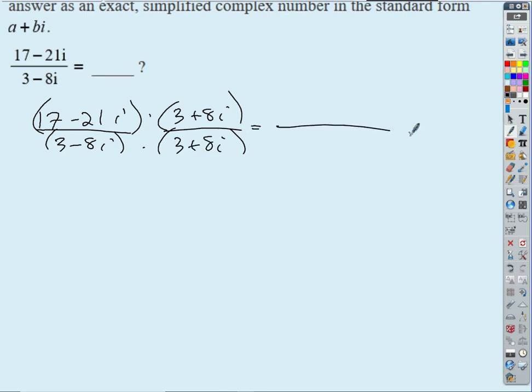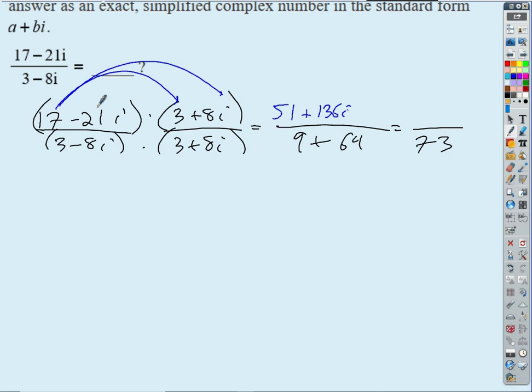Okay, the bottom is easy. What am I getting on the bottom? 9 plus 64 equals 73. So bottom's good. I got a real number on the bottom. On the top, I've got to go through the whole process, don't I? I've got to distribute the 17 through, so I'm getting 17 times 3 is 51, plus 17 times 8i is going to be 136i. And then I'm going to multiply negative 21i times 3, and I'm going to get negative 63i. And then what's the last term going to be?